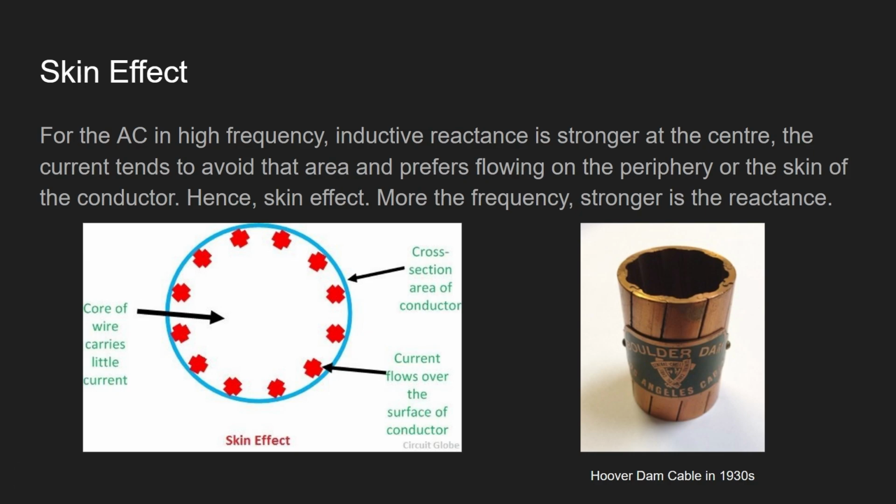And because it will have power loss, in the very old days they tried to use a hollow tube. It is actually a Hoover Dam cable in the 1930s in America. They really used this kind of cable to transmit the electricity, a hollow tube, but nowadays they don't use this one. There are some other problems, and just know that skin effect. High voltage, high frequency, the electricity will try to transmit at the skin, not the core. So you can just remove the core and try to save some materials.